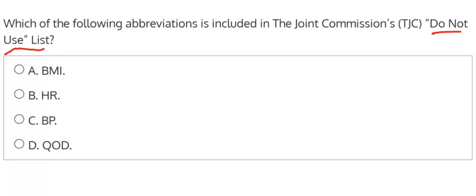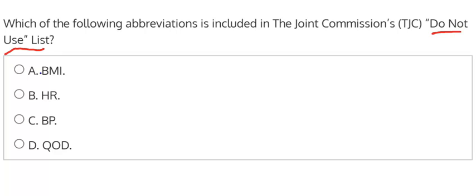The do not use list is referring to certain acronyms or abbreviations that are not widely accepted and could be easily misinterpreted, and therefore the Joint Commission, or the governing body of the medical practice, are advising everybody to avoid these terms and not to use them to avoid any medical errors. So let's look at the choices and determine the correct choice.